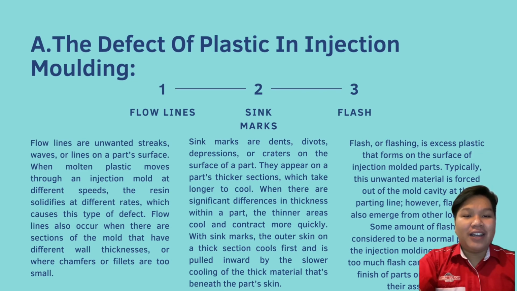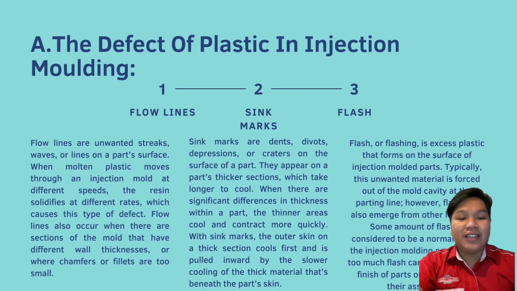Next, sink marks. Sink marks are small depressions or craters on the surface of a part. They appear on a part's thicker section, which takes longer to cool. When there is significant difference in thickness within a part, the thinner areas cool and contract more quickly. The outer skin on a thick section cools first and is pulled inward by the slower cooling of the thick material beneath the part skin.